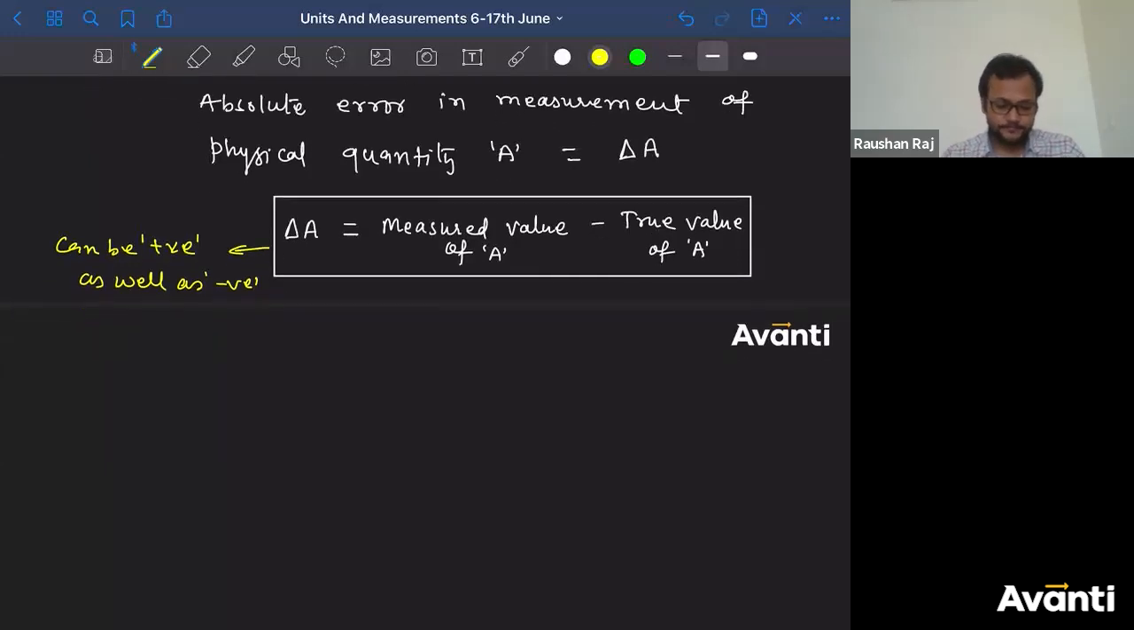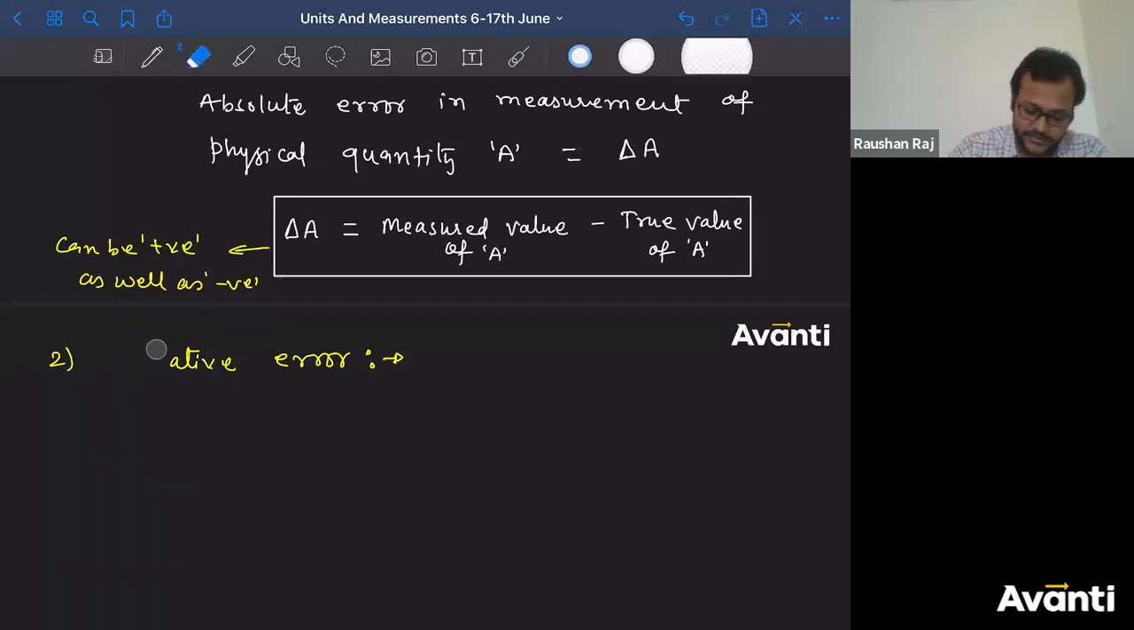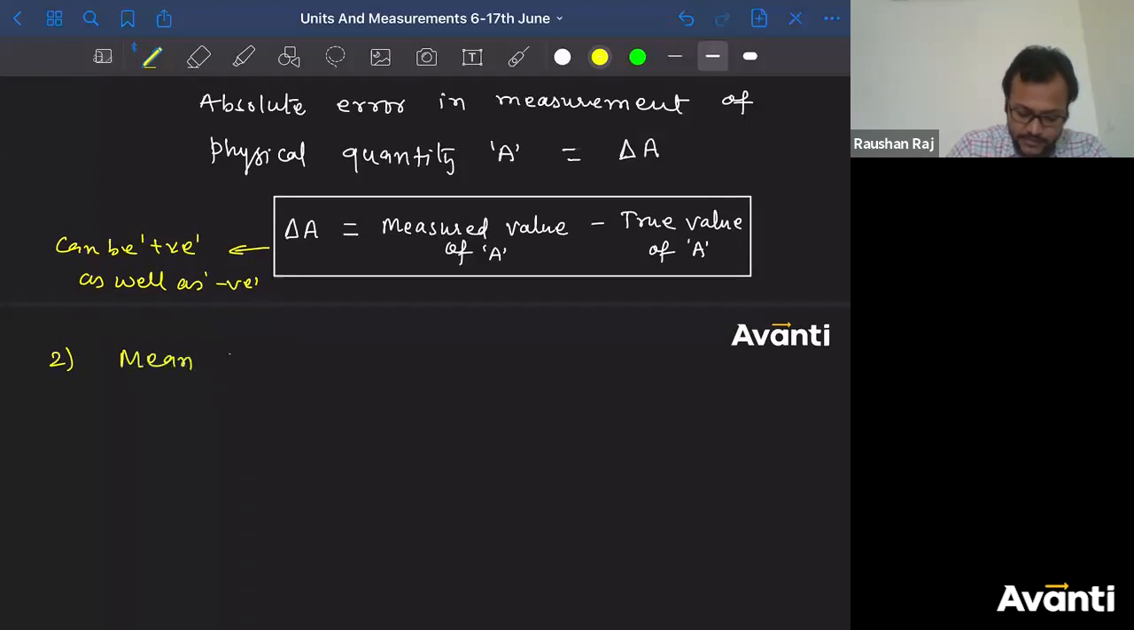Now, second type is called relative error. Second is relative error. Now you will say, sir, before going to relative error, let us study first this mean absolute error. क्या इसको कहते हैं? Mean absolute error.